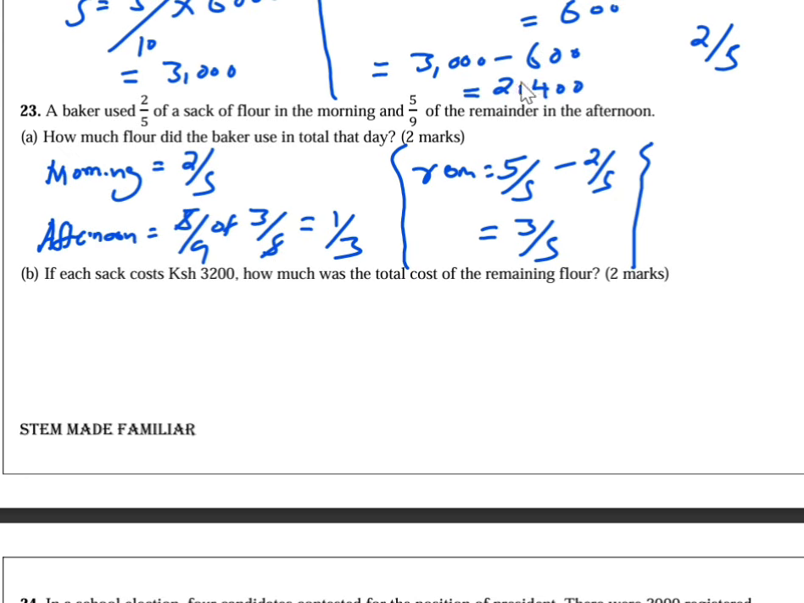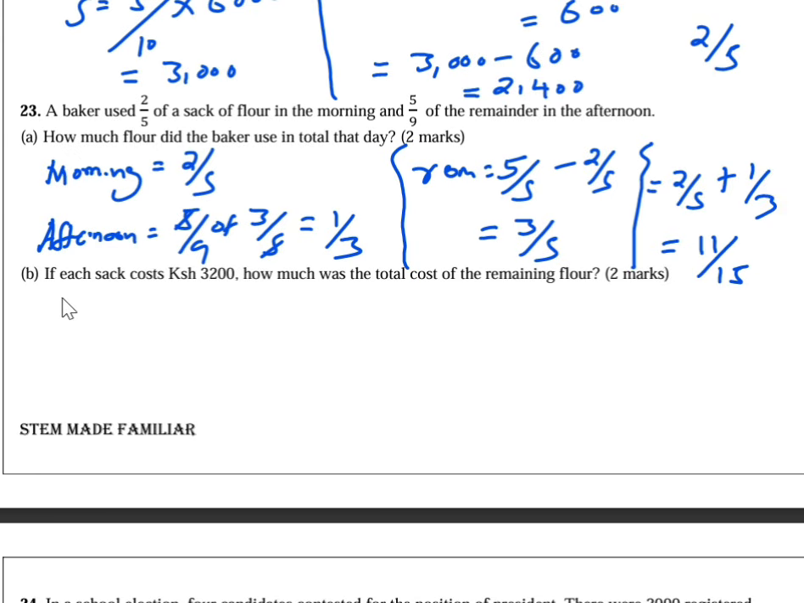To get the total, we add. So it will be 2/5 plus 1/3. Very easy. Take the calculator and just add. Forget talk of LCM and so on, quickly add because you are allowed to use a calculator and get the answer. So it is 11/15. He used 11/15 that day. So you get those 2 marks.